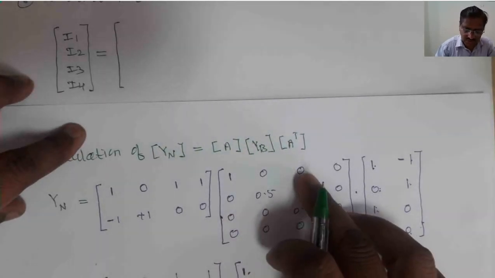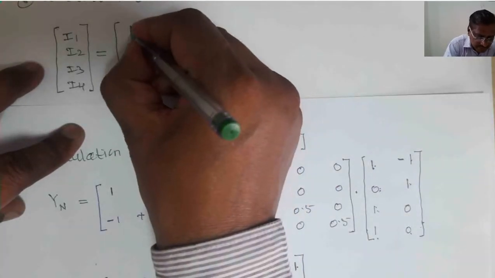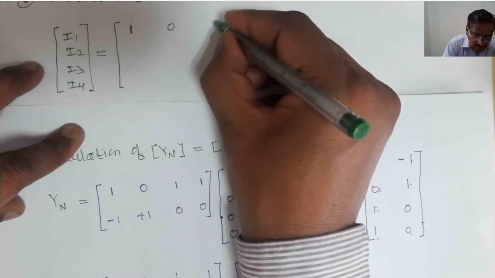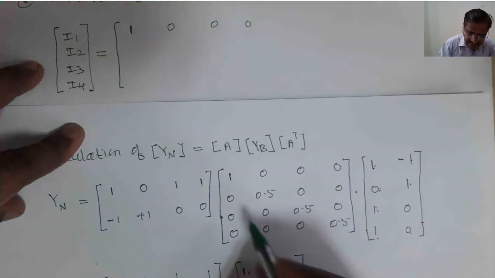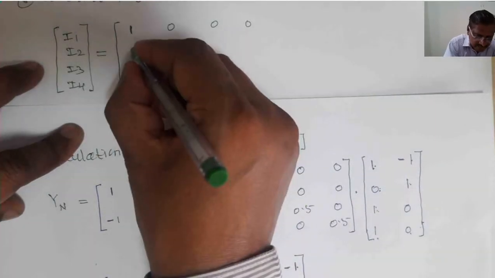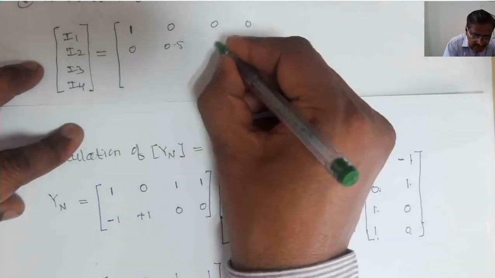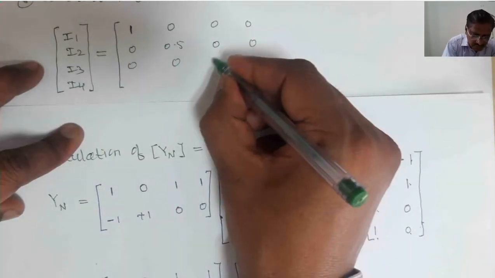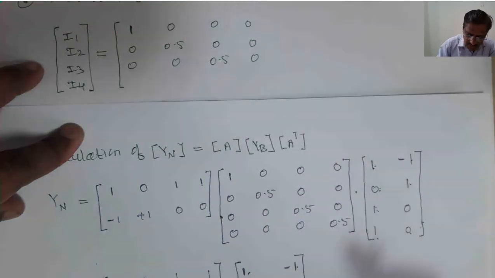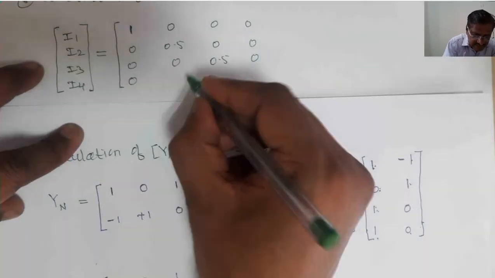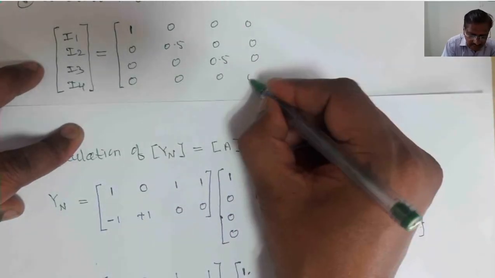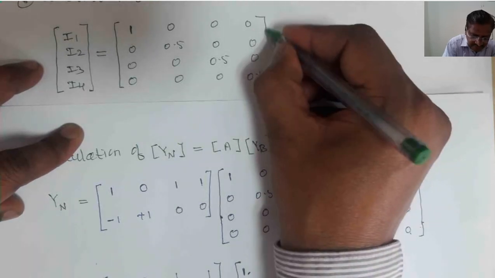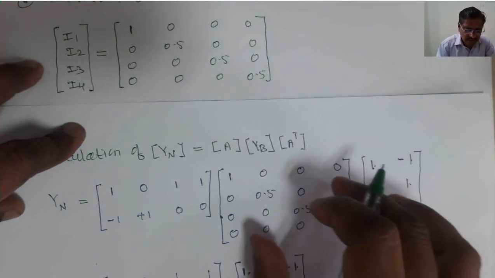The first row is 1, 0, 0, 0. The next row is 0, 0.5, 0, 0. Next it is 0, 0, 0.5, 0, and for the last it is 0, 0, 0, and this value is again 0.5. This is the calculation of this YB.